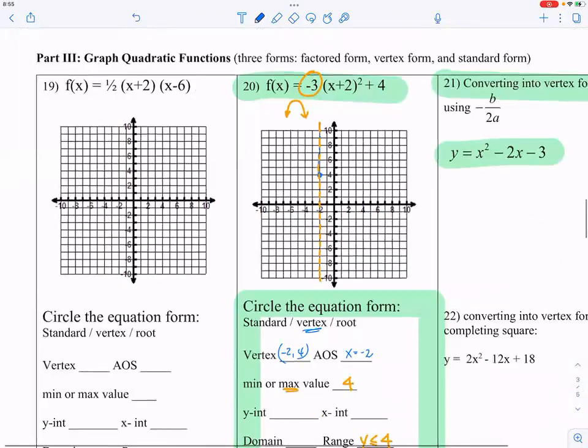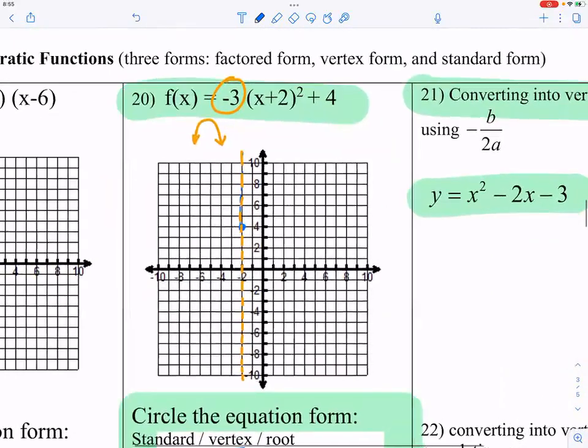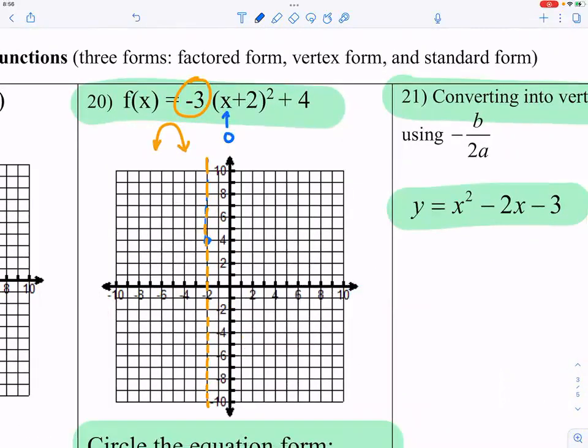Now, how can we find the y-intercept? We plug in 0 for x. So the y-intercept is going to be making this 0. 0 plus 2, it's 2. 2 squared, it's 4. 4 times -3, it's negative 12, plus 4, -8. Because that's what happens when you have a y-intercept: x is equal to 0.